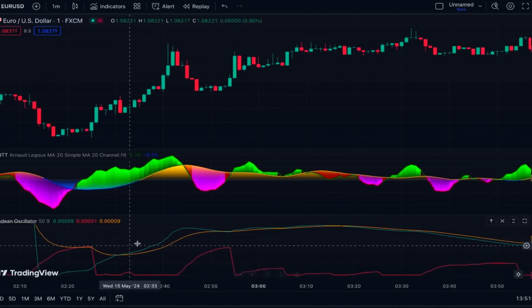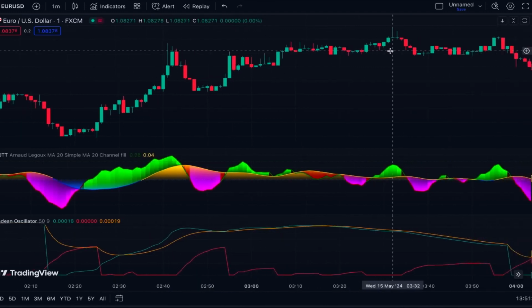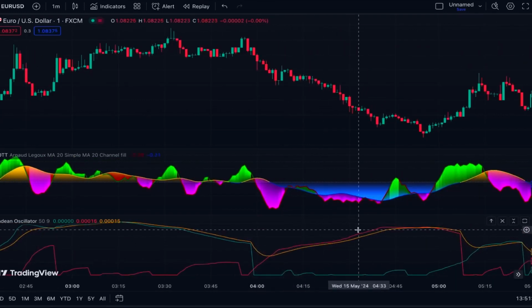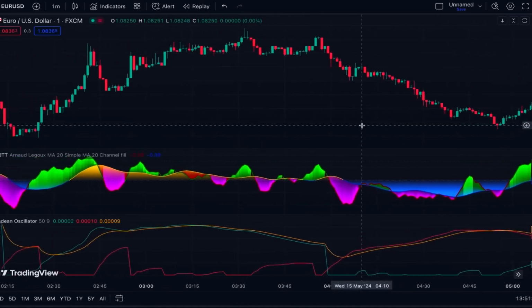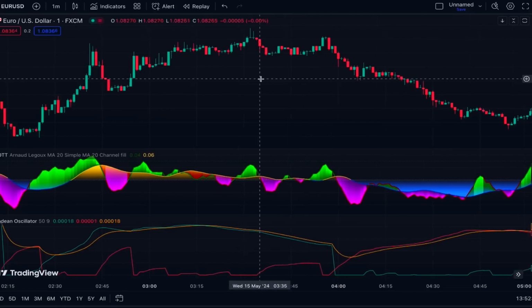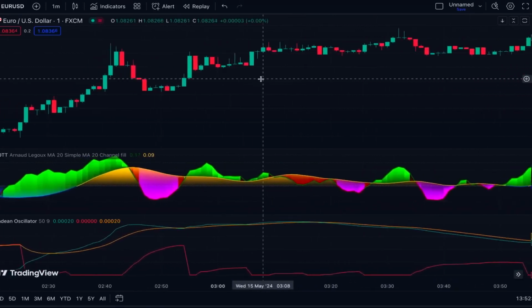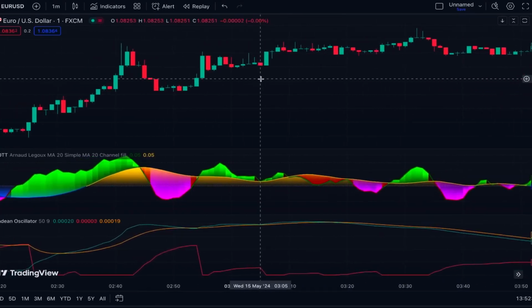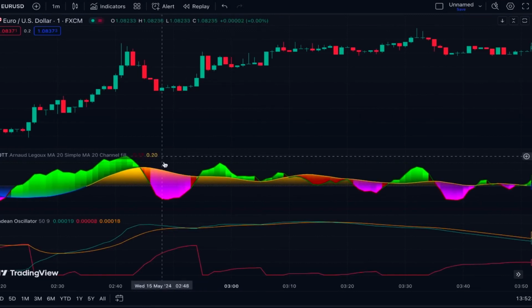When the green line is above the orange line, it shows uptrend, and when the red line is above the orange line, it shows downtrend, and when the orange line is above the other two, it shows non-trending or flat market. We can use the crossing of the red line or green line above the orange line as a buy sell signal, and then confirm the signals with the help of this indicator.